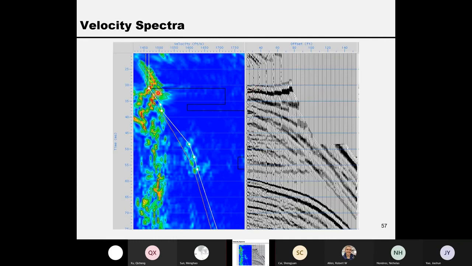at the same time you plot, if you pick a velocity, it does the automatic correction, you can see whether it's flat or not. But here, maybe this weak one is flattened, but the strong one, which is a multiple, is still undercorrected, right?